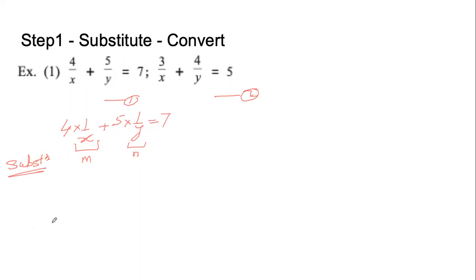When we do this substitution, the new equation becomes 4m plus 5n equals 7. And we can call this equation number 3. Now, you try the second equation. Do the same substitution in equation number 2, and tell me what the new equation will be. If you want to speak, speak. If you want to type it, type it. Waiting for your answers. Write it in your notebook first, then it will be easy for you.